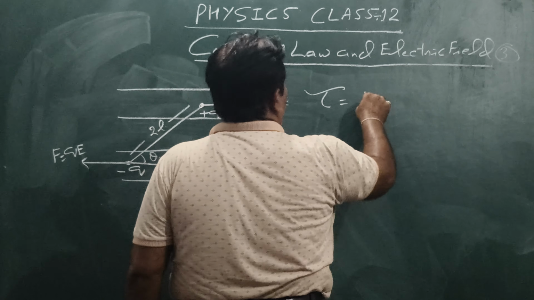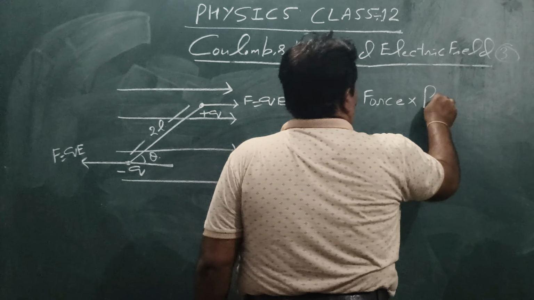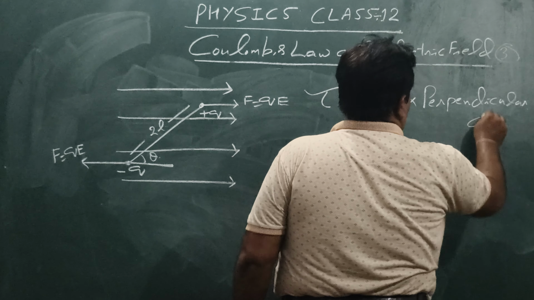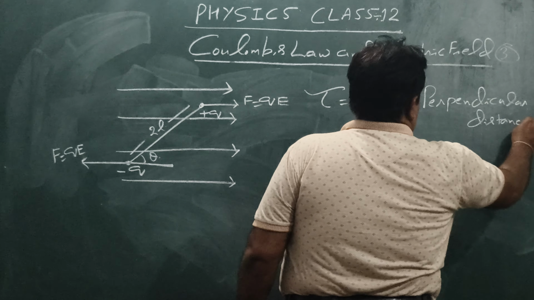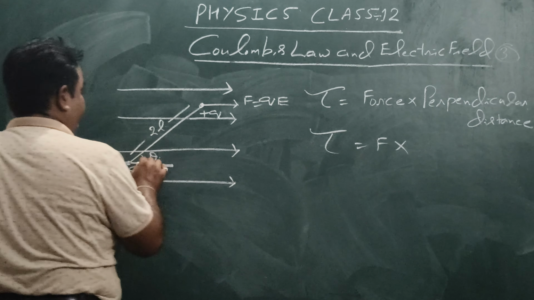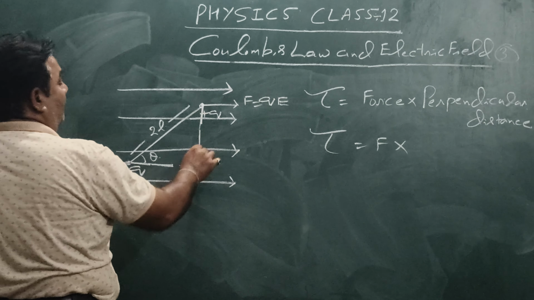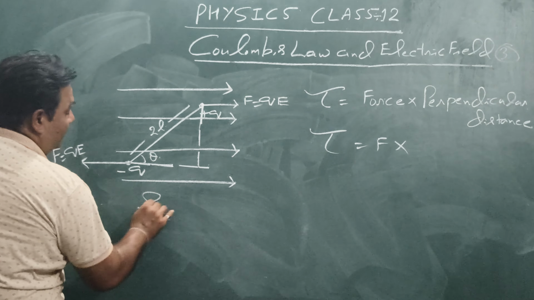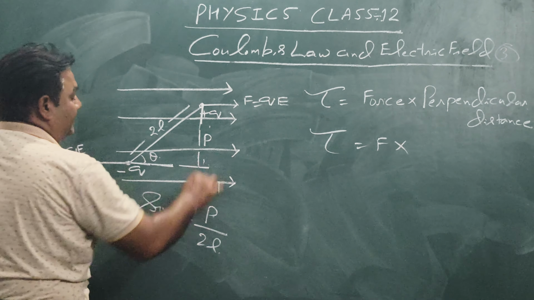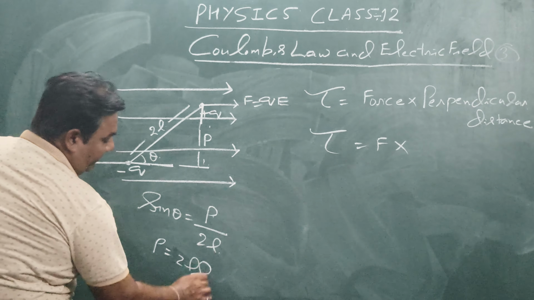The value of the couple is denoted by tau. Tau is equal to force into perpendicular distance. Force is F, and for the perpendicular distance we draw a perpendicular line. This value is obtained from sine theta equal to perpendicular distance upon 2L. So the value of the perpendicular distance is 2L sine theta.